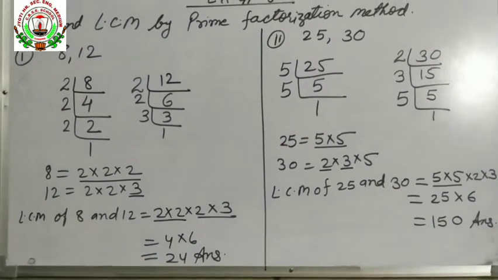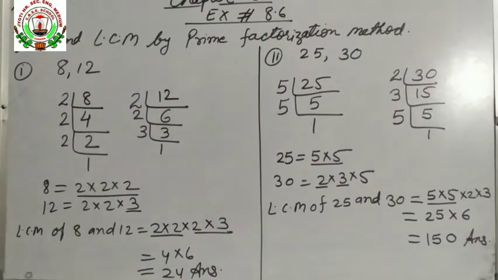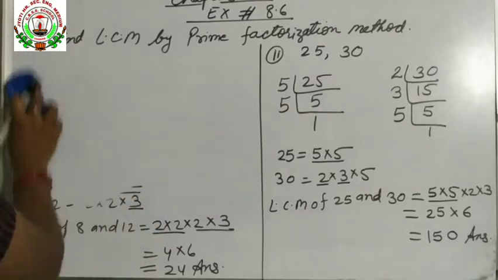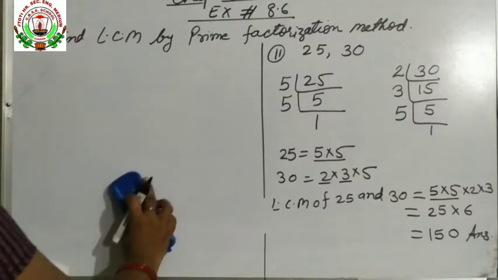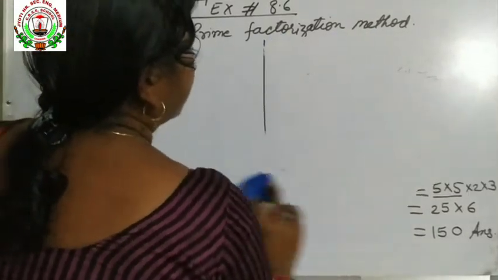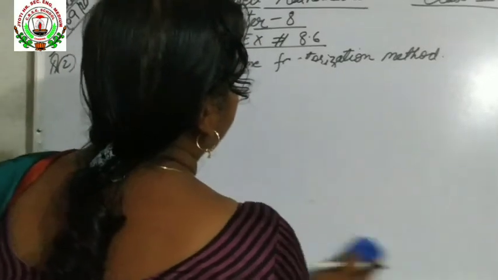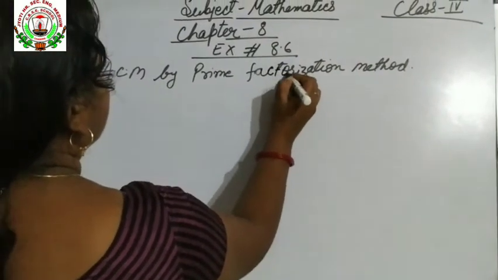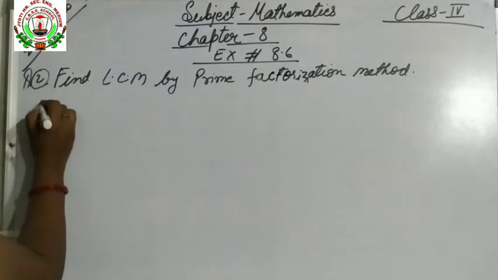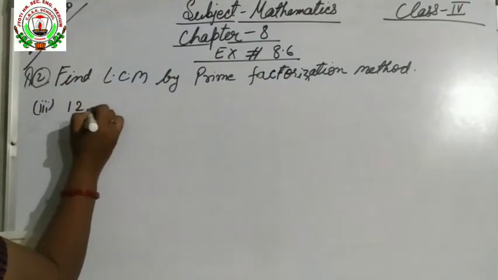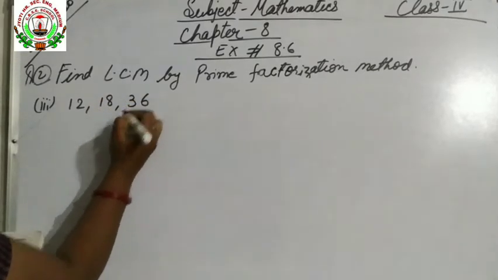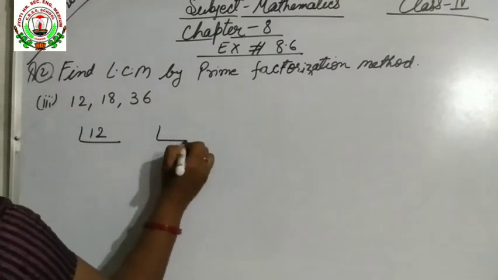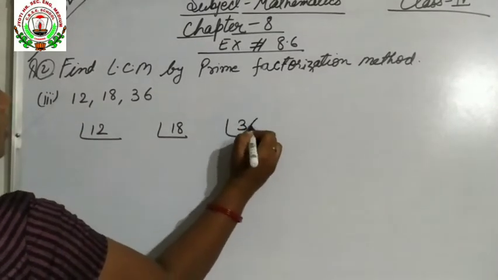Clear? Now we will see the next question, that is your question number 3. Question number 3 is having 3 numbers: 12, 18 and 36. So first find out the prime factor of 12, then 18, then 36.